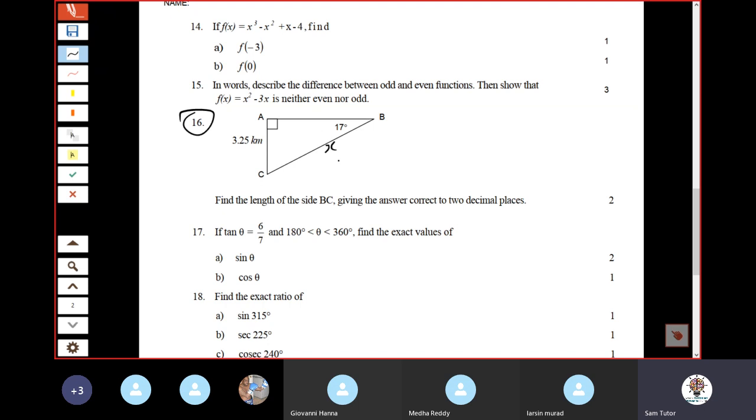Everybody know where to start with this one? So you would have done what? Opposite over hypotenuse, which is sine.